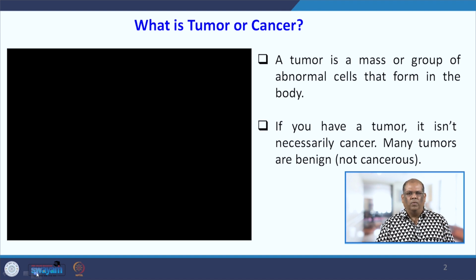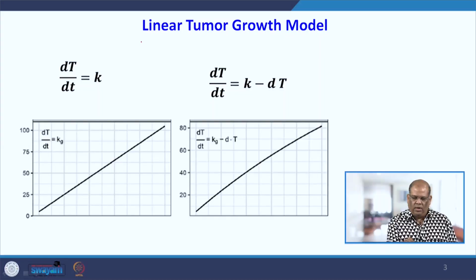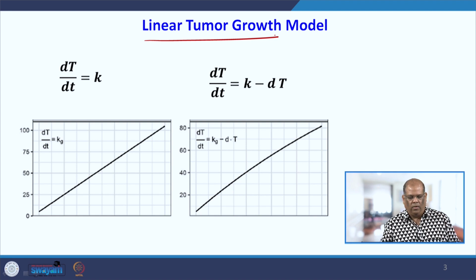However, not all tumors are malignant, that is, cancerous. Some of them are benign, and the word is benign, not cancerous. So, scientists have used mathematical modeling to assess the growth of the tumor, and we have many mathematical functions that give somewhat good results, and they can represent the growth of a tumor. To start with, we have the linear tumor growth model.